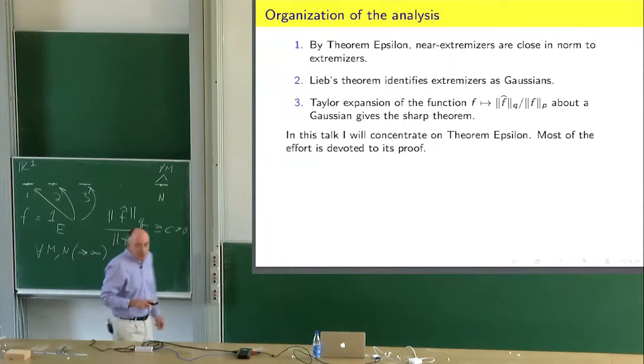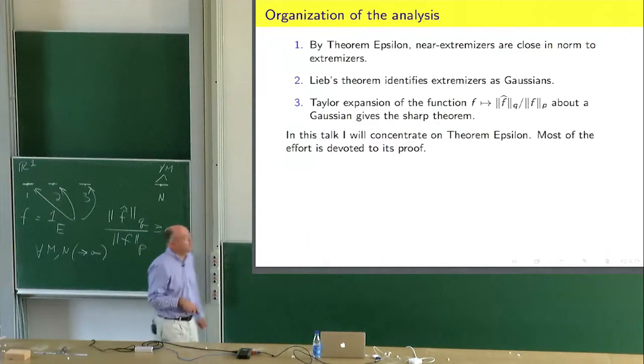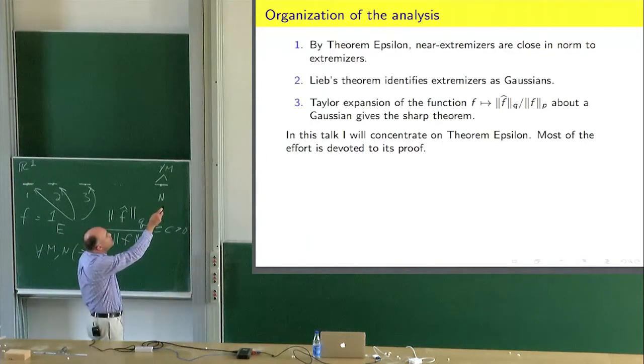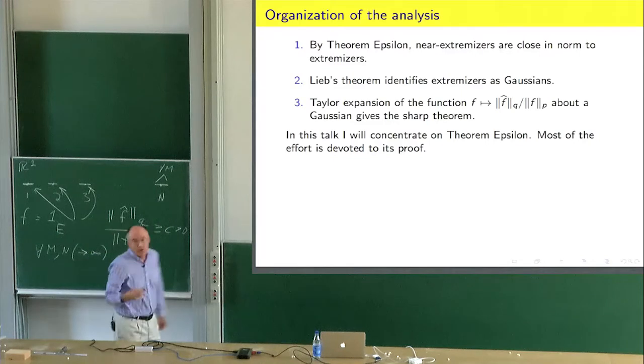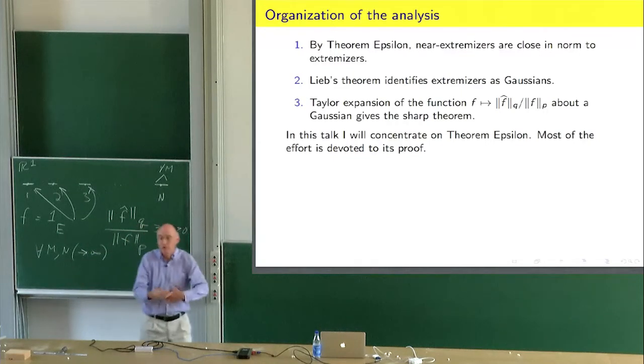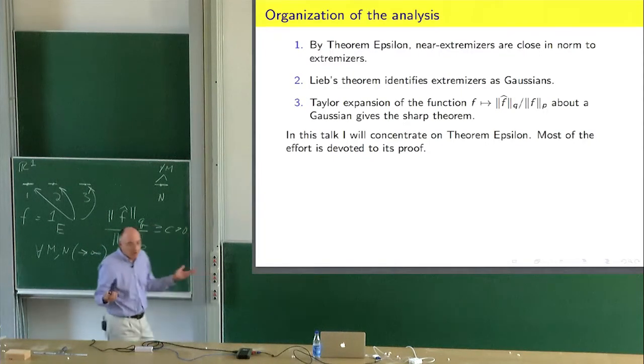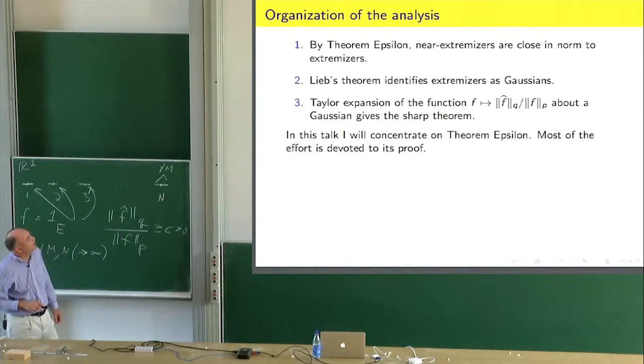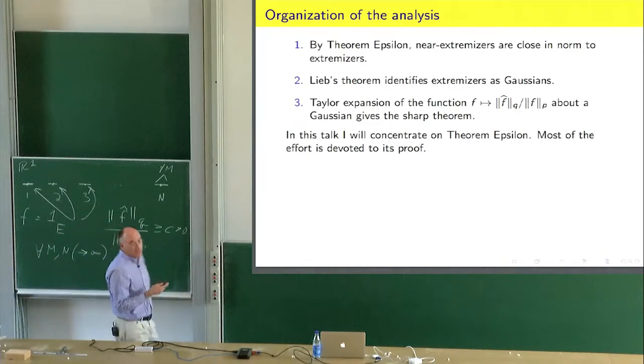So the proof of the theorem goes like this. There are really 3 parts. There's this compactness statement, which shows that near extremizers, after renormalization by symmetries, form a precompact set. That lets you take limits. One invokes Lieb's theorem to identify the limits as Gaussians.